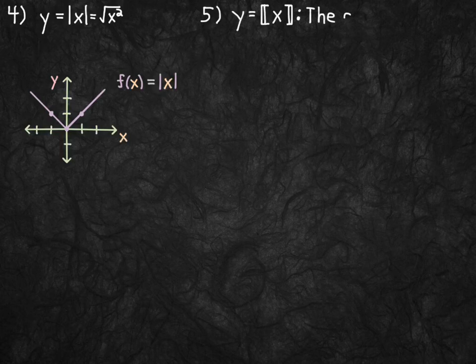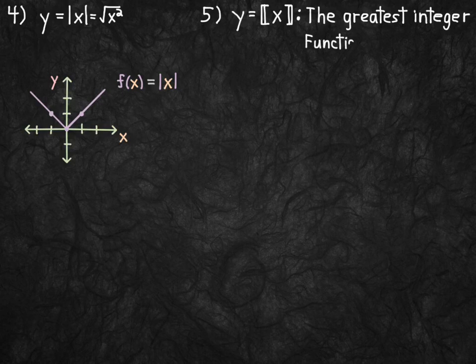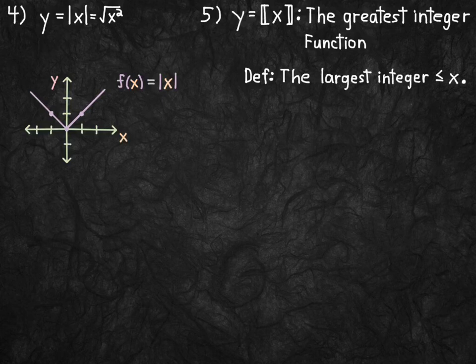Now this one you may or may not have seen before. This is called the greatest integer function. It's written y equals, a bracket with an extra vertical line, x, and then the closing bracket with the extra vertical line. There are other ways of writing it as well, but this is the way we're writing it. The definition is that it is the largest integer less than or equal to x.